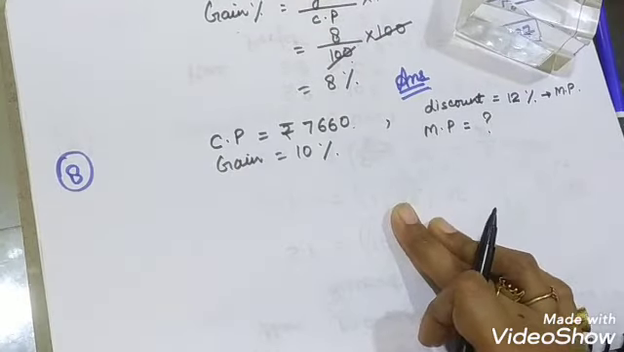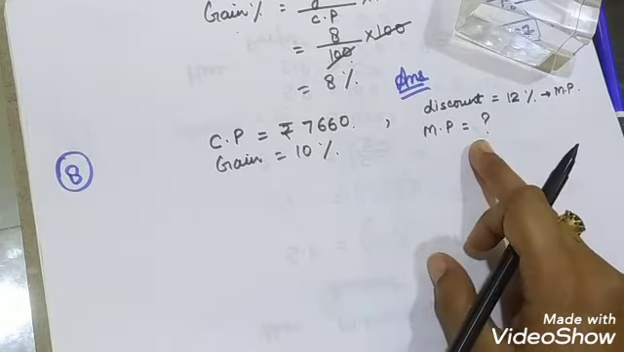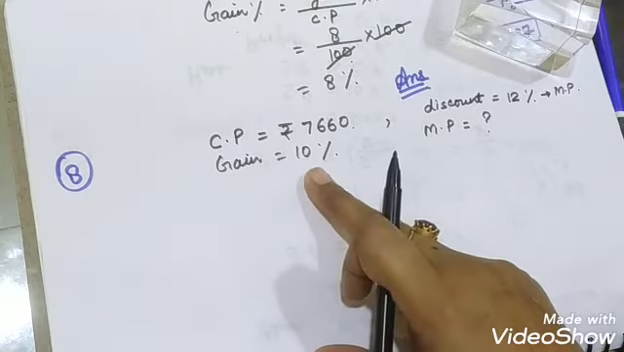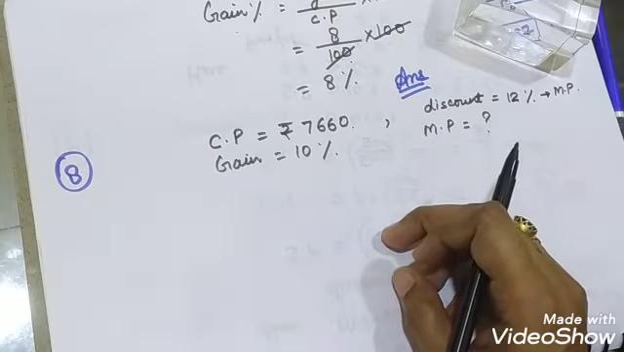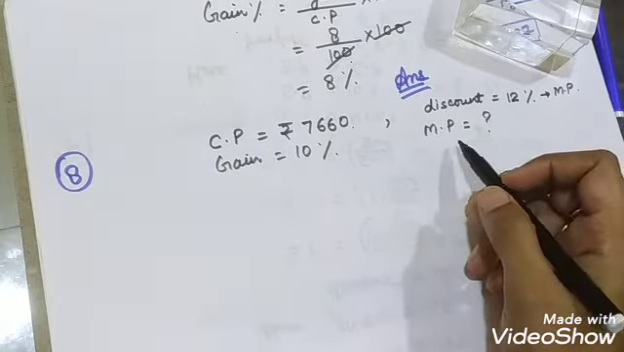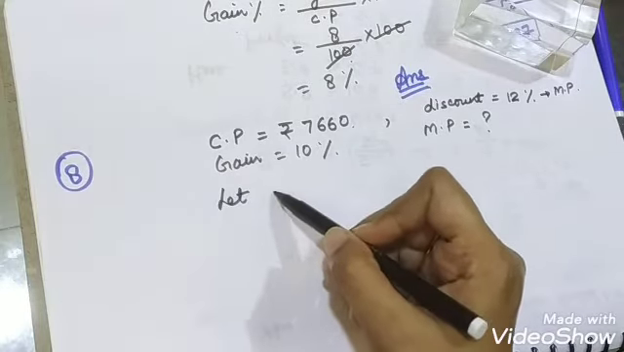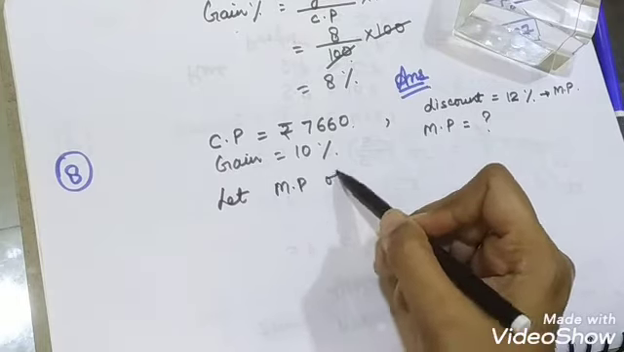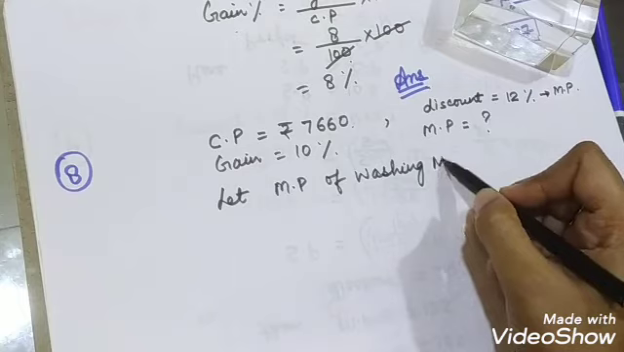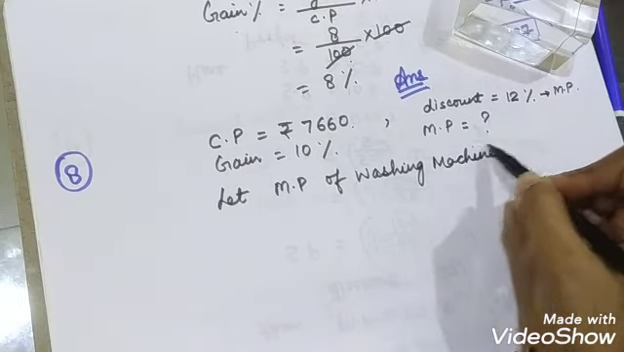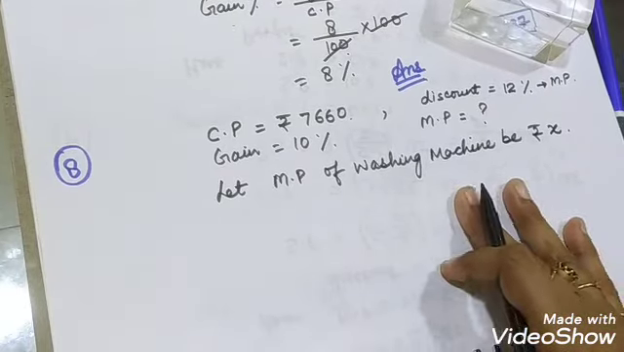So firstly, what we do, I have told that whatever is asked, we suppose it as X. Here marked price is asked. If gain percent is asked, then we suppose the cost price or marked price as I have told in the earlier question. But now marked price is asked, so we suppose let the marked price be X. So I have written here, let the marked price of the washing machine be rupees X. So this is the marked price.